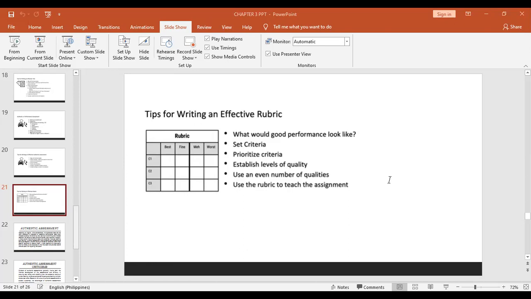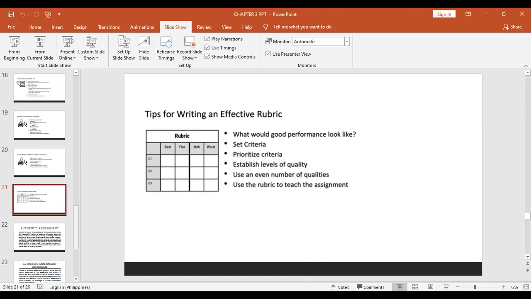So when we look at the point system po, sabi sa last factor or last tip, use an even number of qualities or use the rubrics to teach the assignment. Okay? So, ibig sabihin, di ba, if we notice here, we use even numbers, 20 points, 15 points. Hindi ka po pwede magbigay ng 20 points tapos 3 points pagtapos. Or kaya naman 20 points, 19 points pagtapos po. So, that is not valid po in making a rubric. And lastly po, use the rubric to teach the assignment.